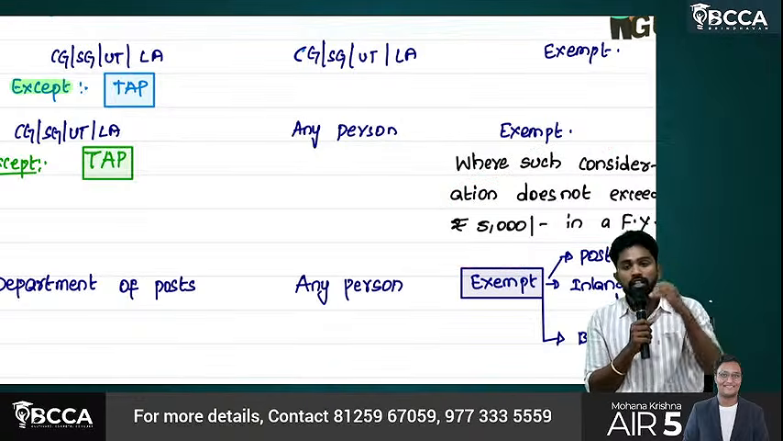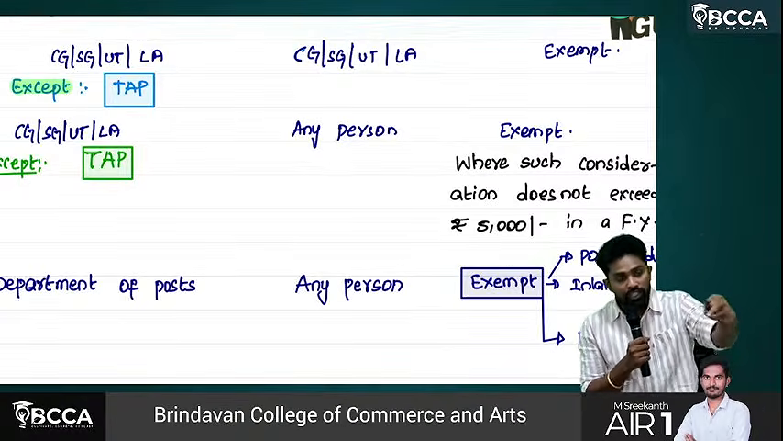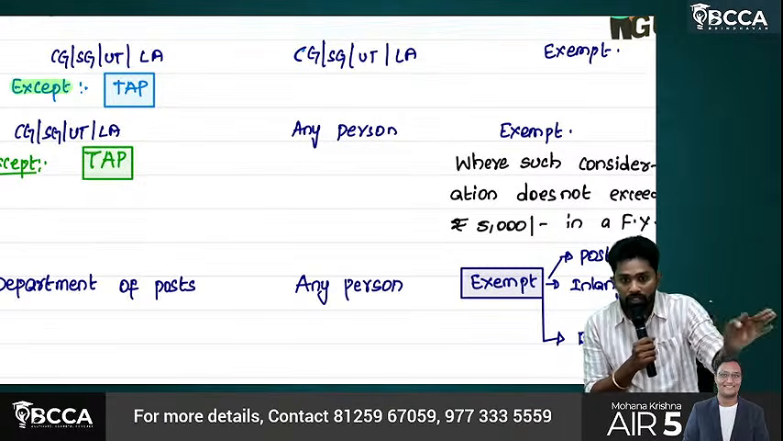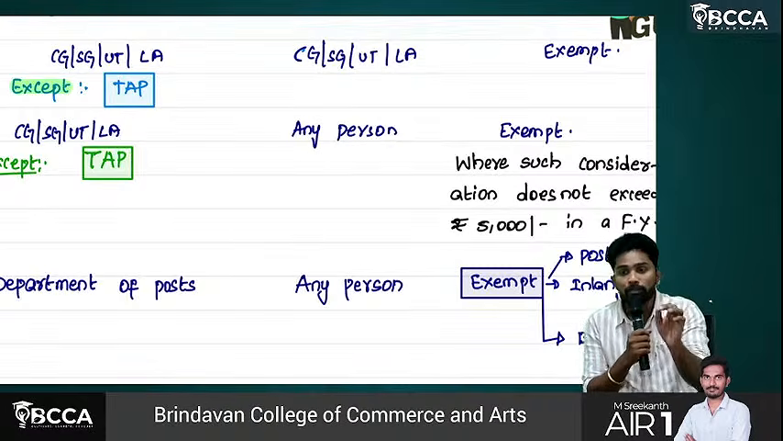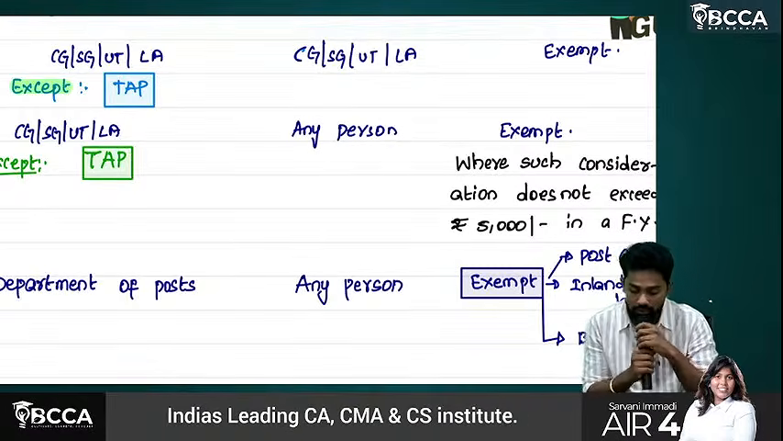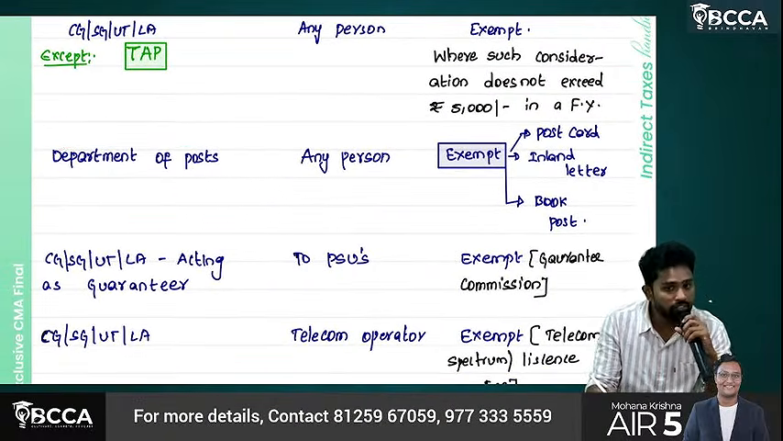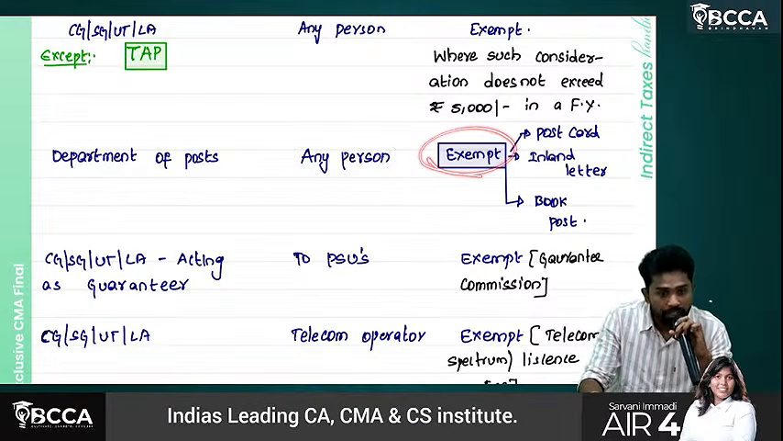First we said, other than business entity, exempted. Second, business entity also, if their turnover is within the threshold, exempted. Government to another government, exempted. Now we are saying government to any person, exempted, provided the consideration is within 5,000. Then Department of Posts, post offices and all, providing services to any person, that is also exempted.